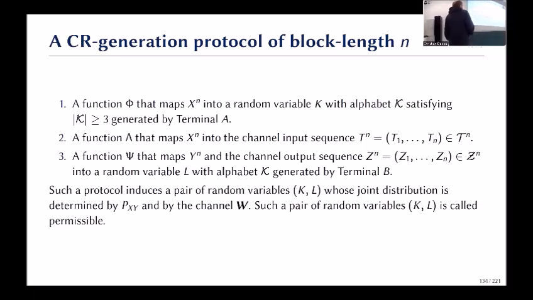What do we do? We form a function P that maps X^n into a random variable K with alphabet 𝒦, satisfying that |𝒦| is greater or equal to 3, generated by terminal A. And a function lambda that maps X^n into the channel input sequence T^n, that means from T_1 to T_n, and a function C that maps Y^n and the channel output sequence Z^n, from Z_1 to Z_n, into a random variable L with alphabet 𝒦 generated by terminal B. Such a protocol introduces a pair of random variables K and L, whose joint distribution is determined by P_XY and by the channel W. And such a pair of random variables is called permissible.